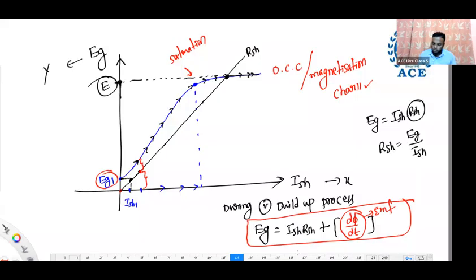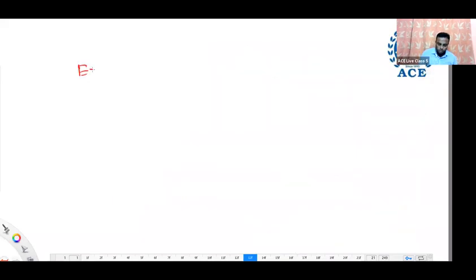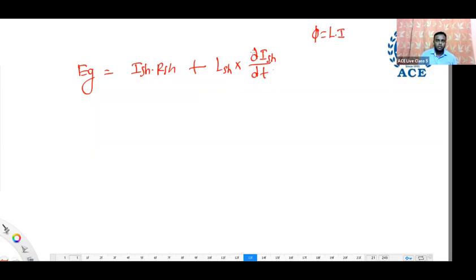So we can write EG equals ISH into RSH plus inductance of the field winding L into di by dt. Which I is it? Field current. ISH is changing here: ISH1, ISH2, ISH3, and so on. I am writing d phi by dt as L di by dt because phi equals L into I, and the current is changing. L is the inductance of the field winding.